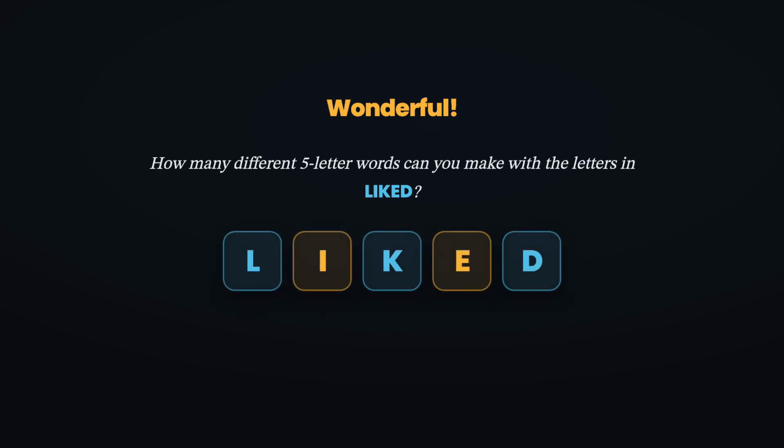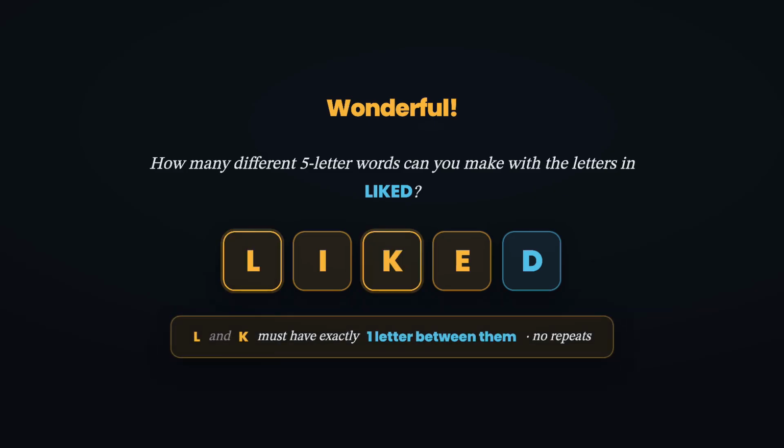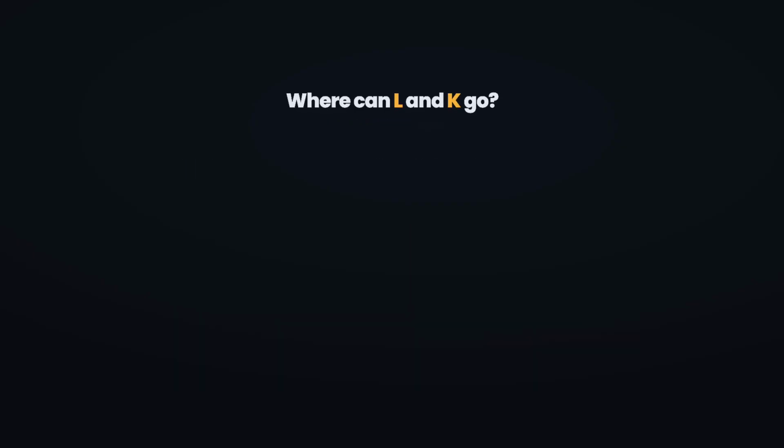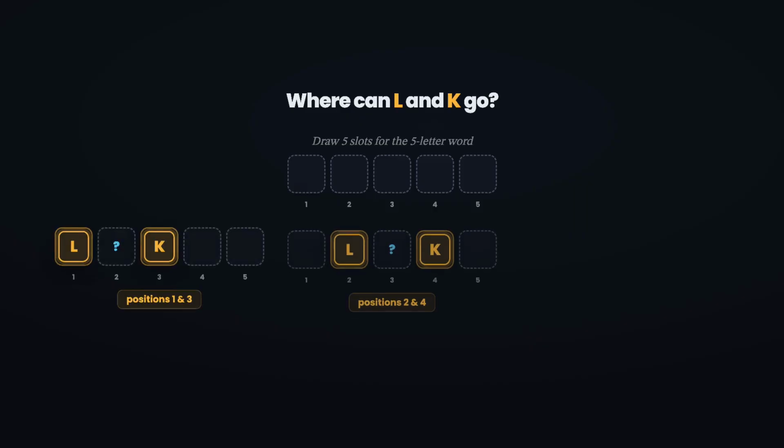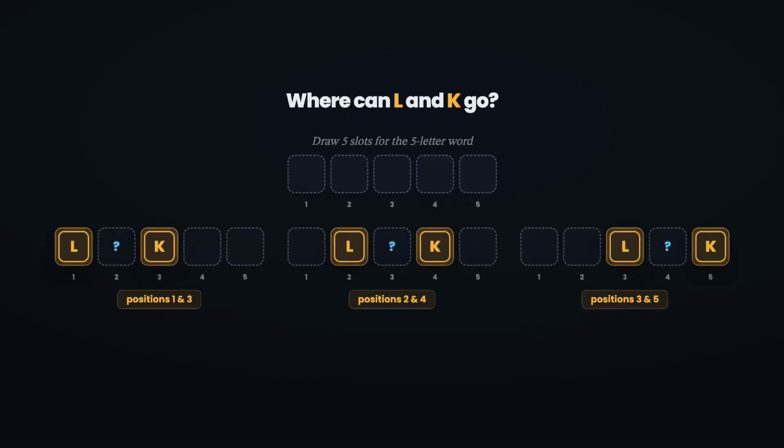How many different 5-letter words can you make with the letters in liked if L and the K must have exactly one letter between them and no letter is used twice? This feels pretty confusing, so I'll have a play with it. If we draw out the 5 slots for the 5-letter word, we can figure out how many ways the L and the K can be placed. They could go in the 1st and 3rd spots, the 2nd and 4th spots, or the 3rd and 5th spots. If I go any further, the 2nd letter would fall out of scope, so those are the only options.